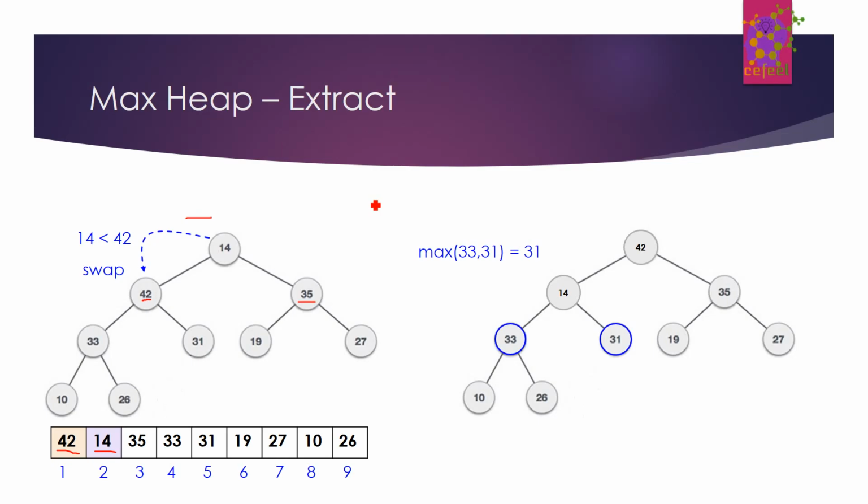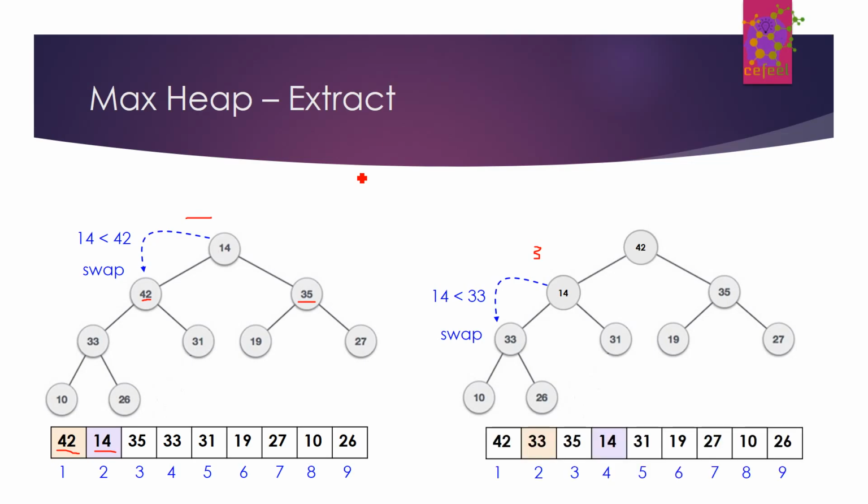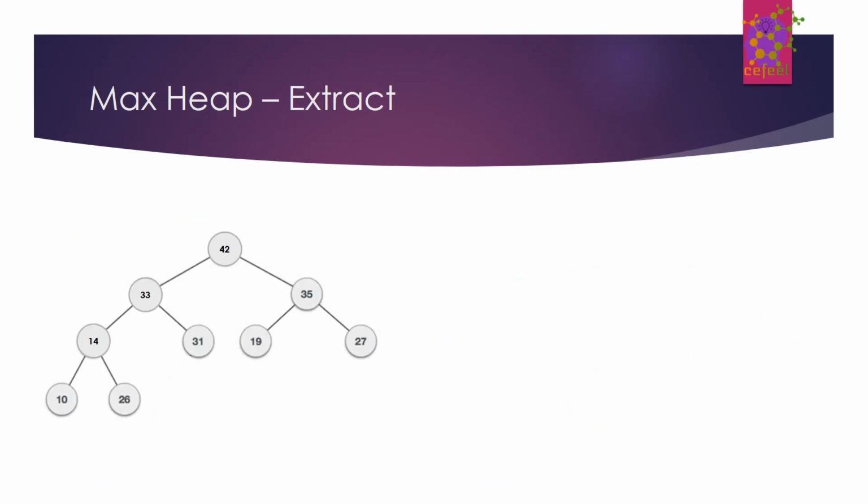So now let's compare 14 with the new node. In this case the maximum is actually 33, it's not 31. There is a typo here. We compare 14 with 33, and then we will replace, because 33 is greater than 14, so we swap and 33 will go to the top. So this is how it looks. 33 goes up to the second position, and the array looks like this.